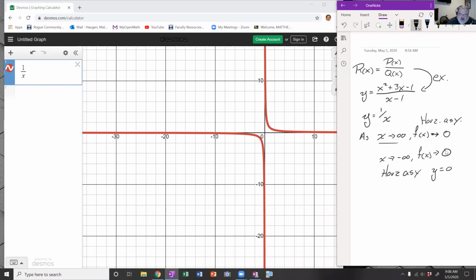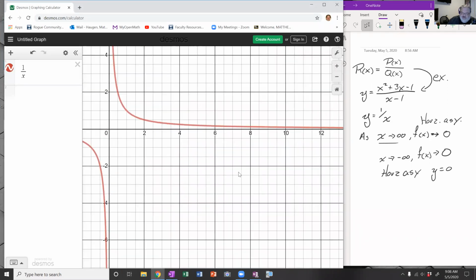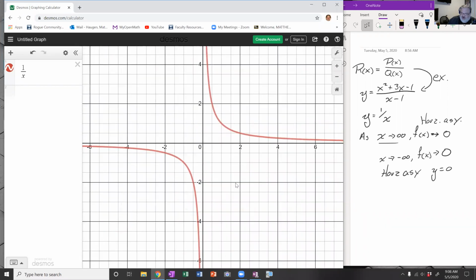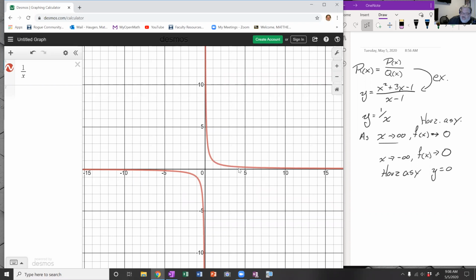So this is a big quality that not only 1 over x has, but a lot of rational functions have. We often see them having this leveling off going on in our end behavior, as your book likes to say, our long run behavior.